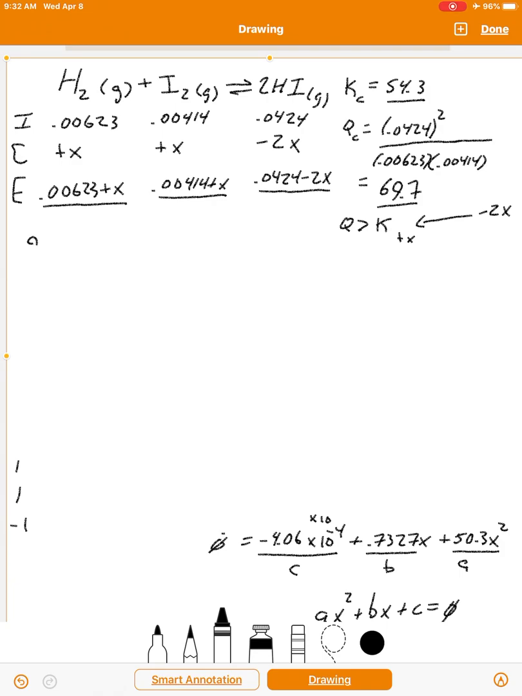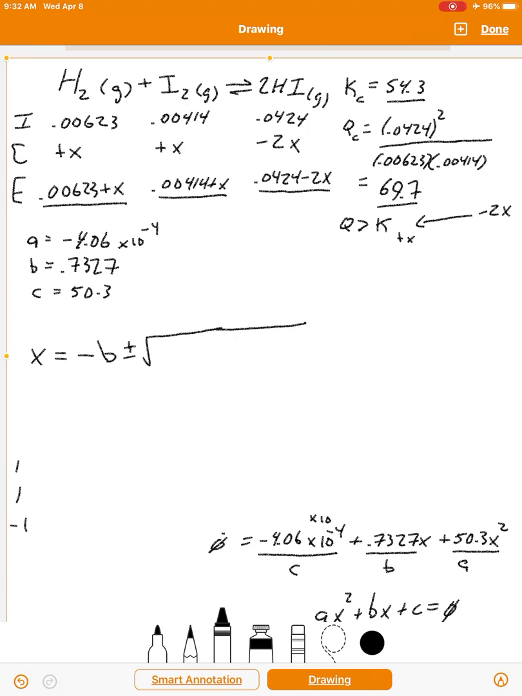So a is minus 4.06 times 10 to the minus 4. B is 0.7327. And c is 50.3. So now, the quadratic formula says that x is equal to minus b plus or minus the square root of b squared minus 4ac divided by 2a.